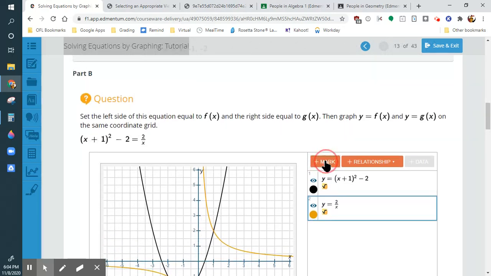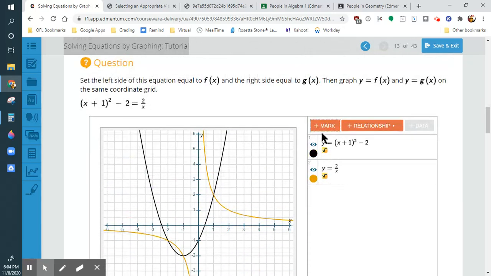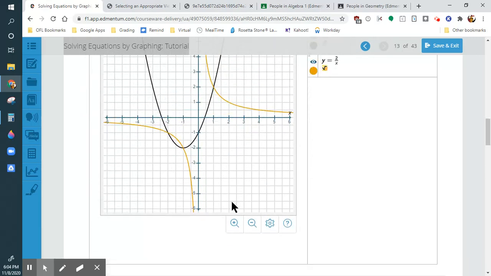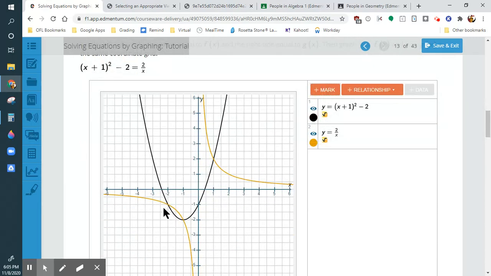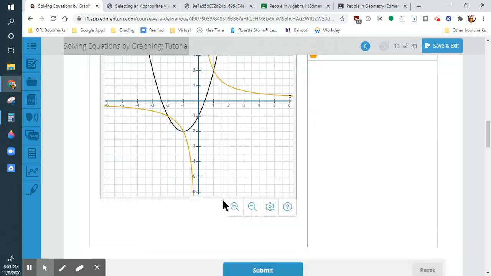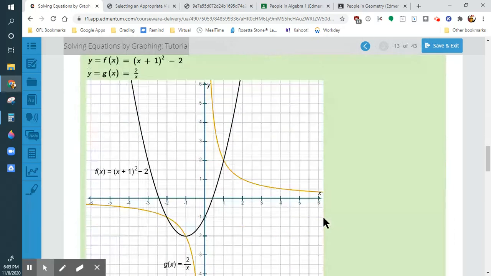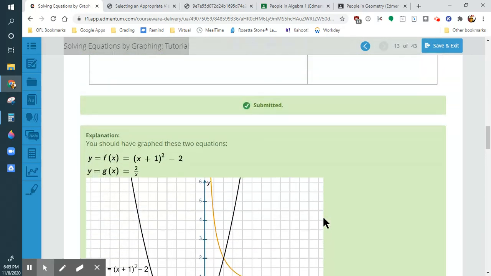Does it want us to mark it? Let's see if I can actually mark it this time. Of course it doesn't let me mark it. I feel like Edmentum doesn't realize the limitations of their own program sometimes. But obviously there's an answer here and there's an answer here. Oh, they didn't have us mark it. Great.